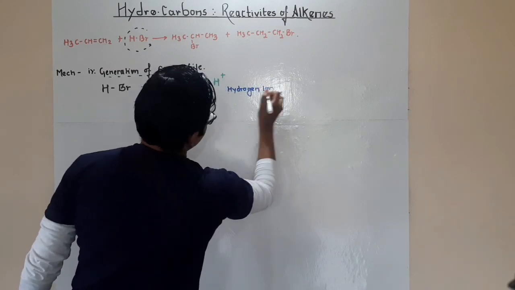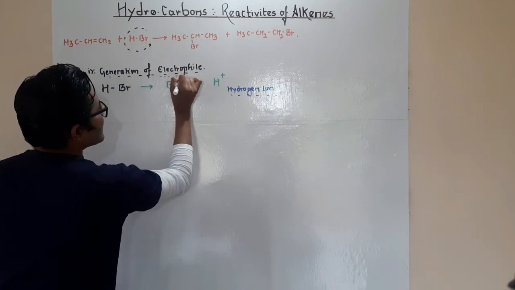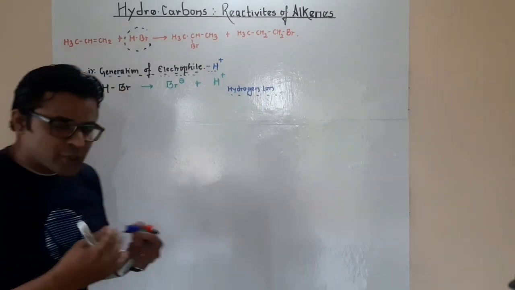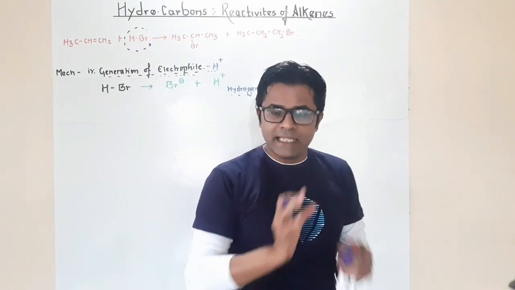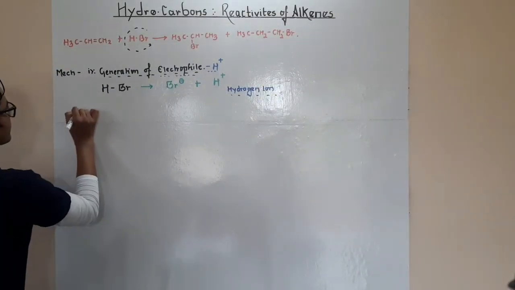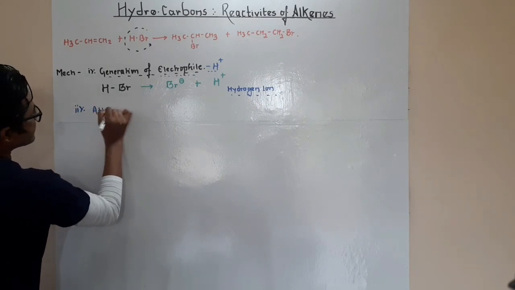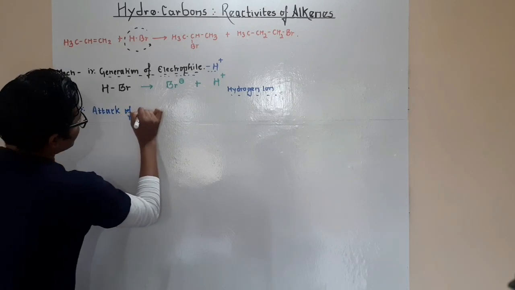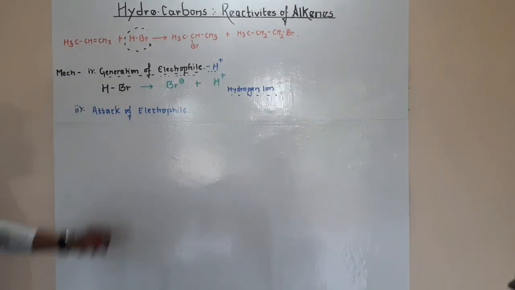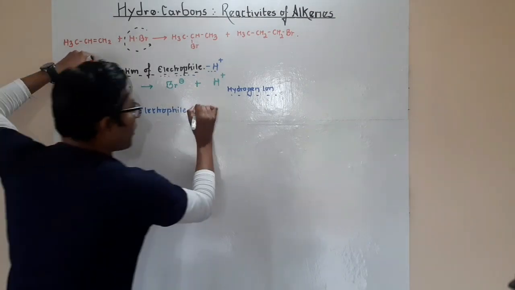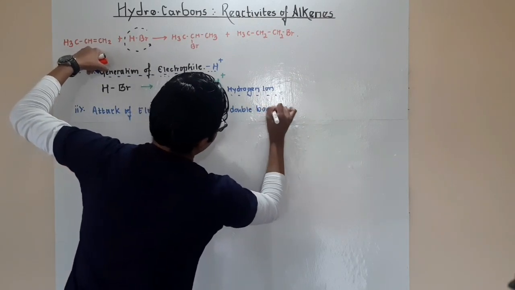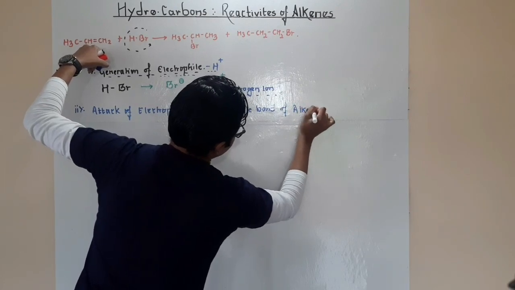So hydrogen ion is produced, and this hydrogen ion is nothing more than our electrophile. So in the first step, what we have generated is the electrophile. In step 2, this electrophile plays an important role. That is, it attacks the carbon-carbon double bond. So in step number 2, what is going to happen is the attack of the electrophile. Now where is this electrophile going to attack? It is going to attack the alkene, on the double bond of alkenes. Alright, so quite simple.